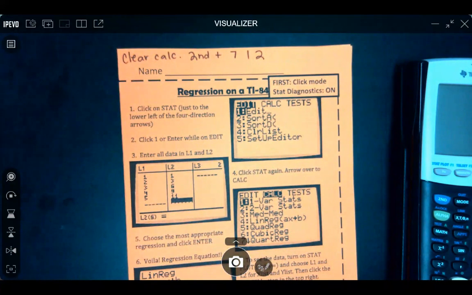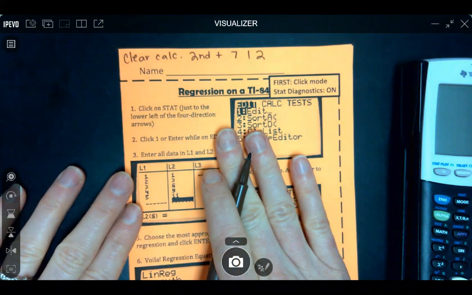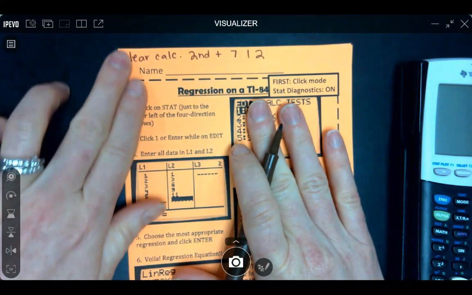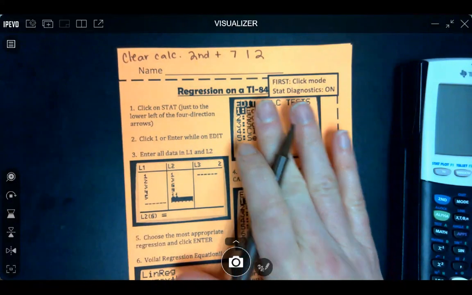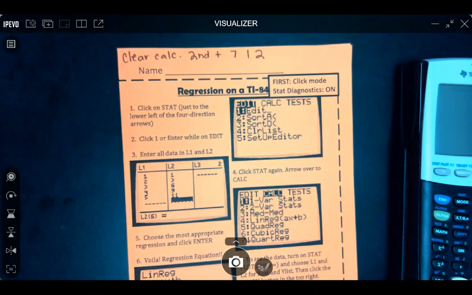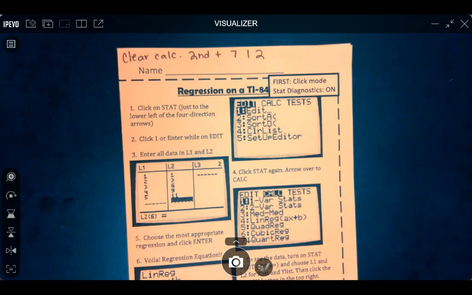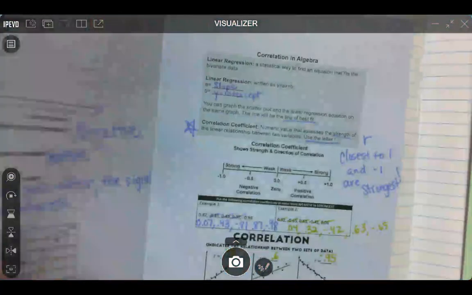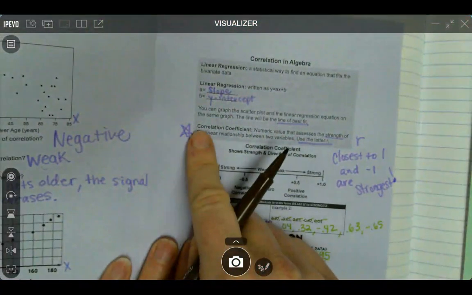All right, we are going to do regression in the calculator. You'll notice that you've seen this before. We did this whenever we wrote equations where we had the calculator do linear regression for us. The thing that we're adding to this for this lesson is the correlation coefficient and doing the line of best fit on the calculator. So looking back at our notes, we have correlation coefficient.